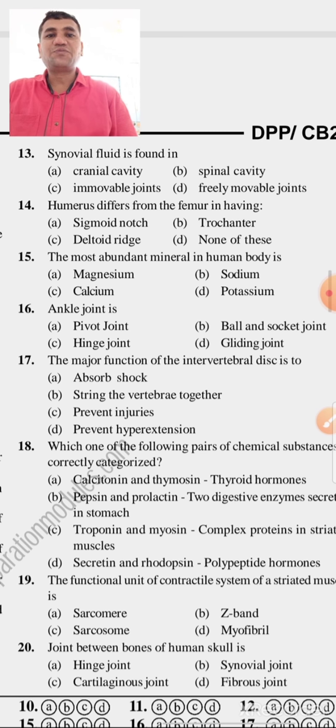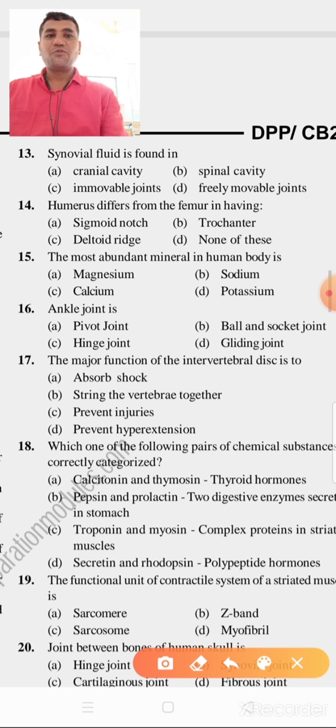Synovial fluid is found in A. Cranial cavity, B. Spinal cavity, C. Immovable joints, D. Freely movable joints. Synovial fluid is present, already we know that it is present in the freely movable joints, that is D option.